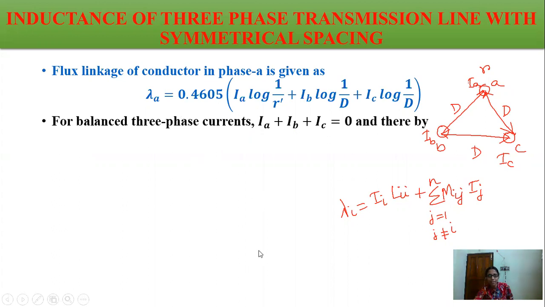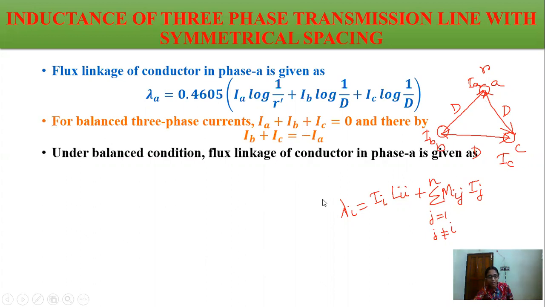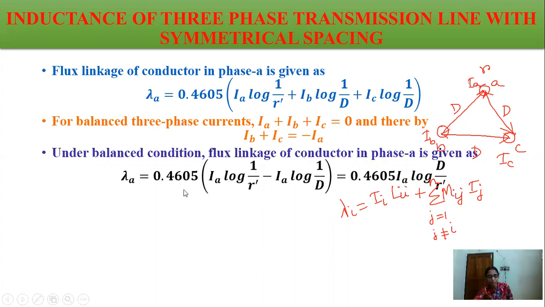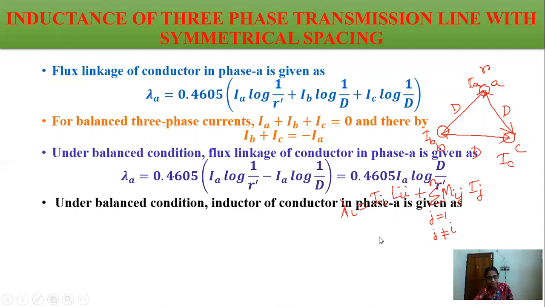Here we have assumed the balanced three-phase condition. Balanced three-phase condition means the phasor sum of all the currents is 0. So here IB plus IC can be written as minus IA. So this flux linkage can be written as 0.4605 IA log 1 by R dash minus IA log 1 by D. That is nothing but 0.4605 IA log D by R dash.